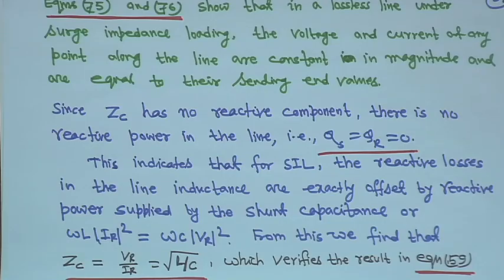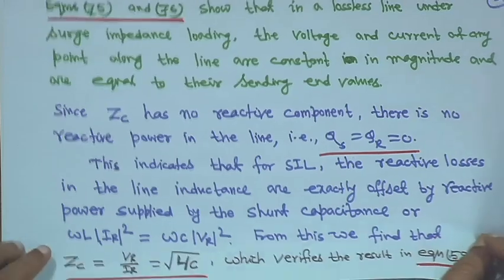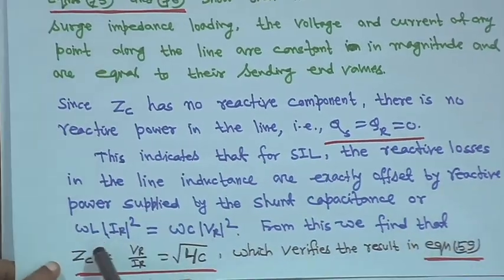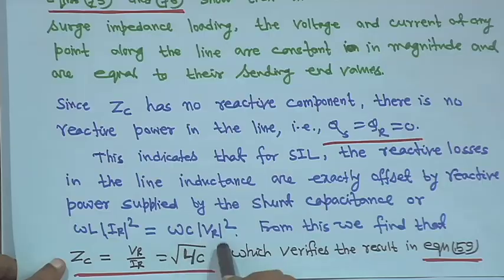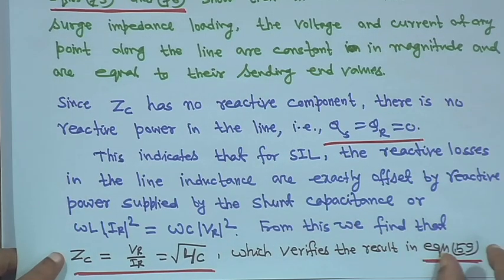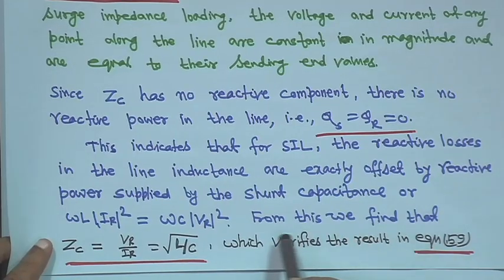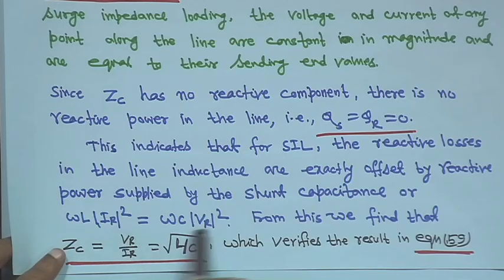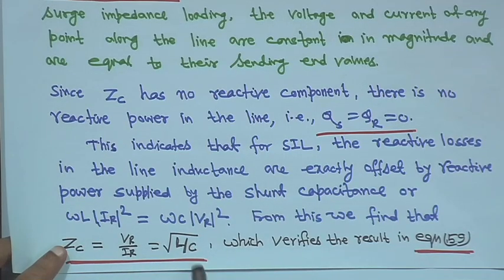So, this indicates that for surge impedance loading, the reactive losses in the line inductance are exactly offset by the reactive power supplied by the shunt capacitance, that is the charging capacitance. If this is true, then omega L IR square will become omega C VR square. Using this condition, you will get Zc is equal to VR upon IR, which is root over L by C.